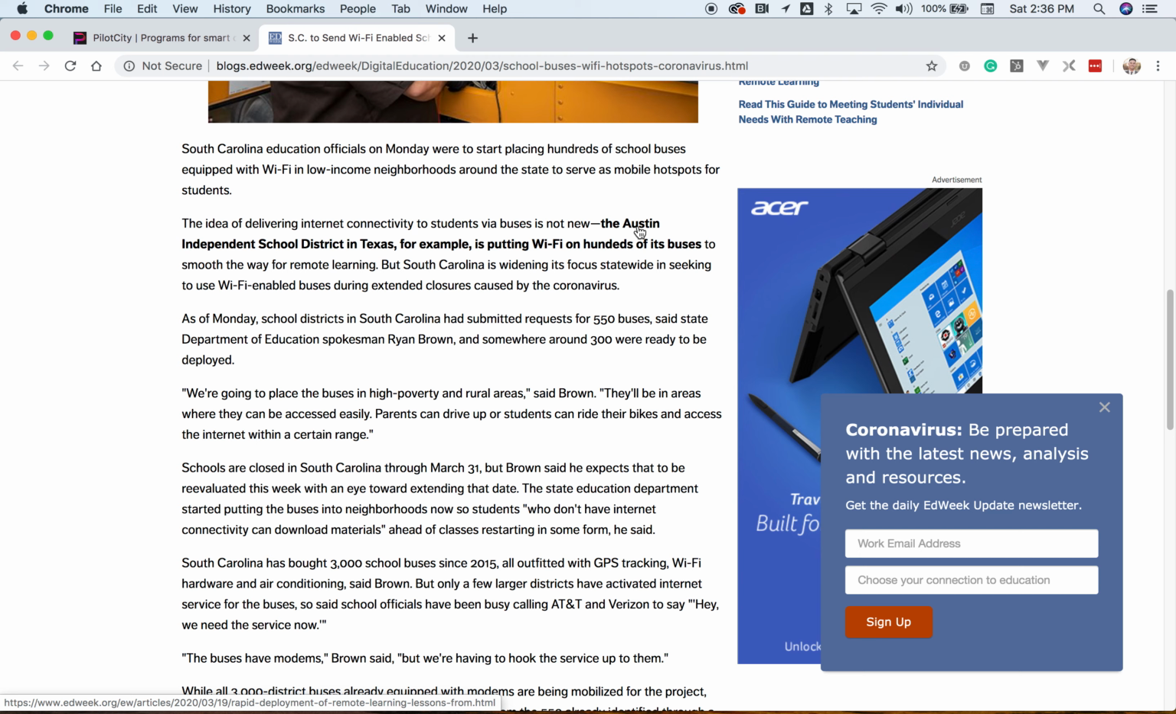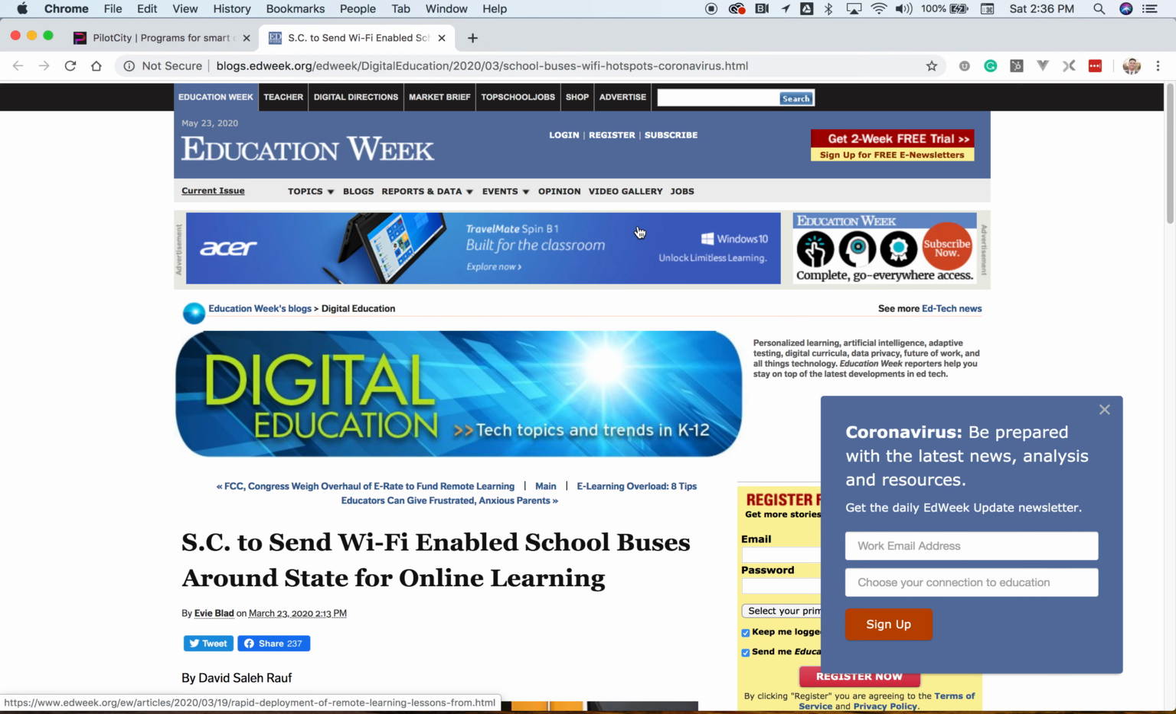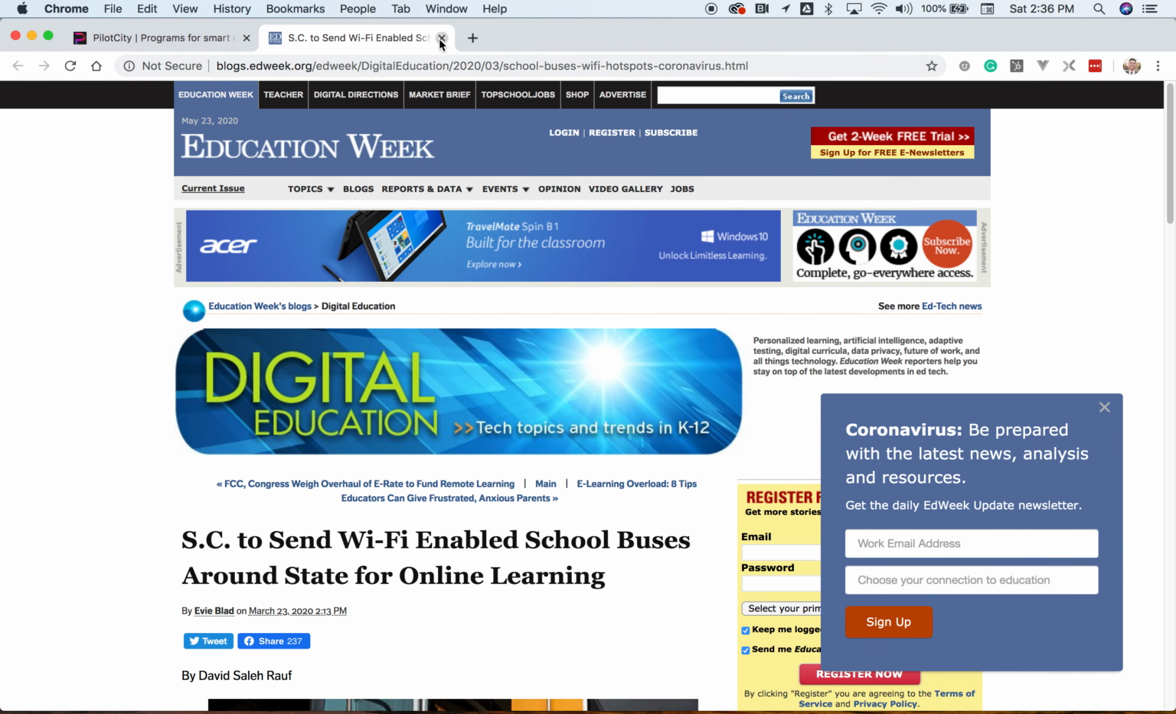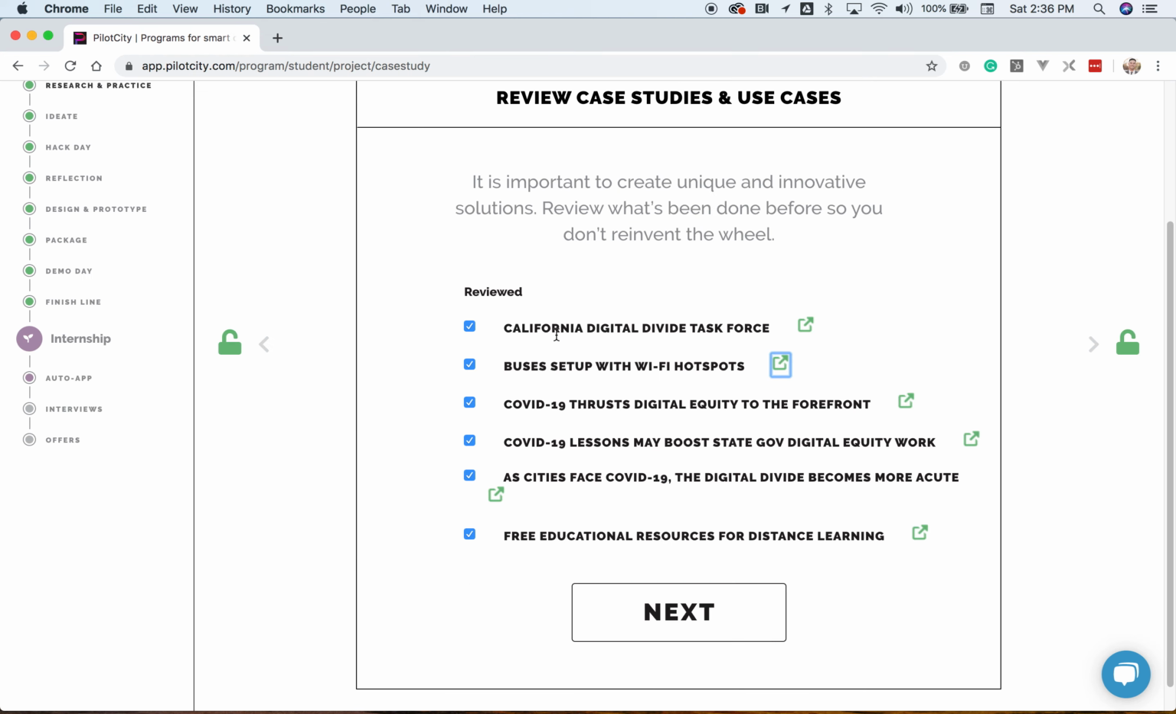And the use case here is basically students don't have access to Chromebooks and internet, so they need access to Chromebooks and internet. That's the use case. So this is a very specific example of a solution that is deployed right now as a case study and also a pretty high level or high demanded use case.